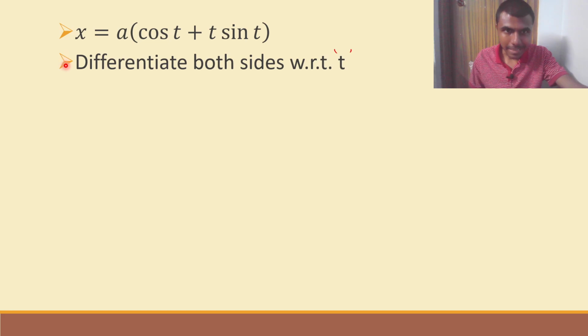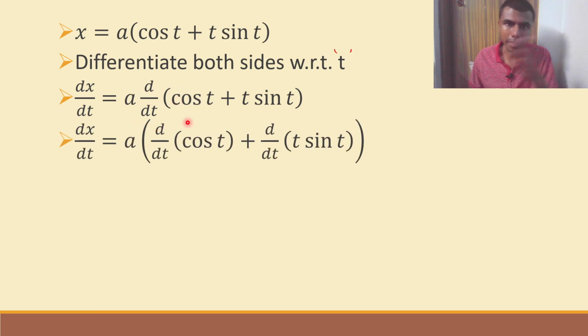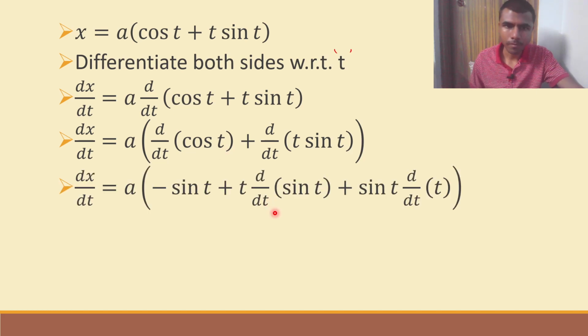So dx by dt is nothing but a into derivative of this. A is a constant, I can keep it outside the derivative like this. Now, this is a simple question. Stay with me. So I'm taking the derivative inside: derivative of cos t plus derivative of t sin t. Now be careful here. The uv rule will come, because this is t into sin t. So uv dash plus vu dash I'm going to do. Derivative of cos t is minus sin t. So now, as I mentioned, uv dash plus vu dash: t into derivative of sin t plus sin t into derivative of t.